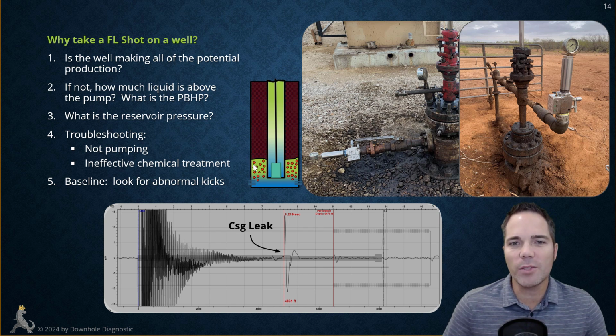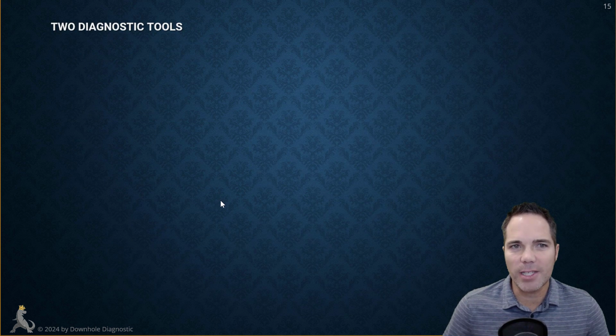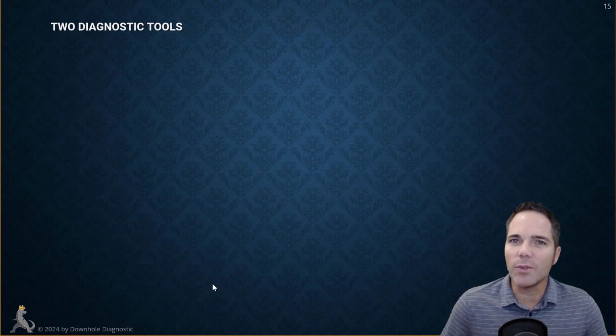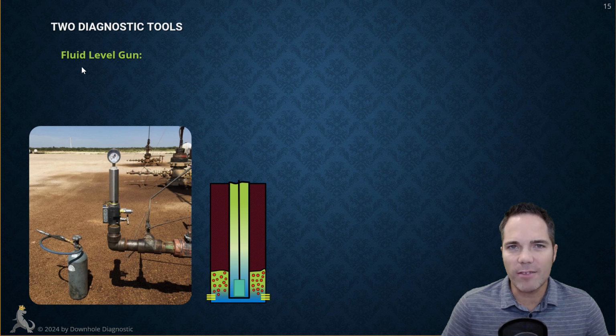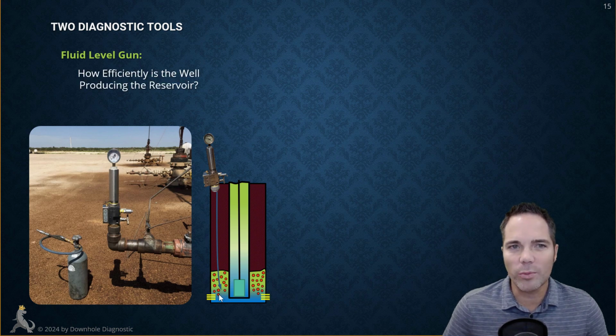Most of the time, though, we just want to know, are we getting all of our potential production for the given circumstances? So there are two diagnostic tools that I primarily use at Downhole Diagnostic, and we're going to be focused on the first, that is the fluid level gun. So the fluid level gun, we hook up to the annulus and we're looking down the annulus. We'll see the top of the fluid level, but we'll also be able to interpret what the bottom hole pressures are.